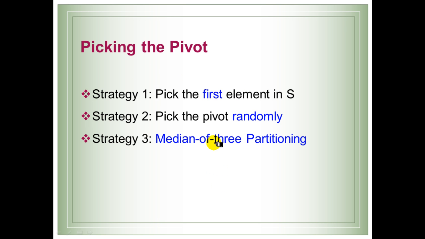There are three strategies for picking a pivot element. First, in general, the method used is the first element in an array will be taken as a pivot element. The second strategy is we can choose our pivot element randomly. And the third strategy is median of 3. That is, we take the first, middle and the last element. Out of these three elements, we take the median of the three elements.